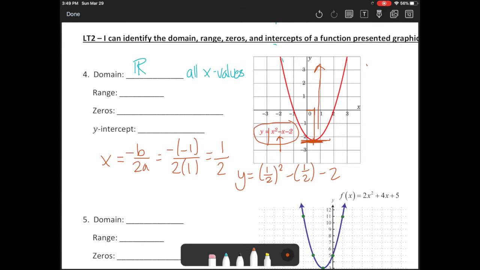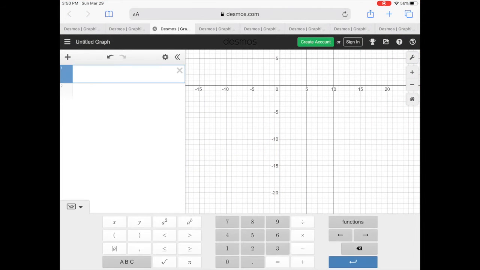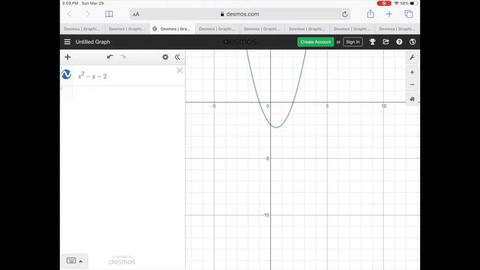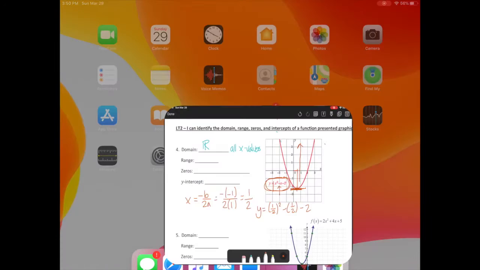So you're going to get 1/4 minus 1/2 minus 2. It's going to turn out to be a fraction. If you would prefer, you can just type it into Desmos and see what it is. Let's see, x squared minus x minus 2. Let's use the last one that we had open. X squared minus x minus 2. So there's our same graph that we have on our paper. And if we want to know what the vertex is, it's 0.5, negative 2.25, negative 2 1/4. So that is the lowest y value.